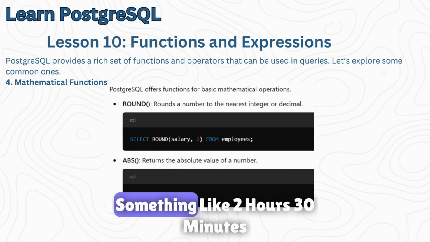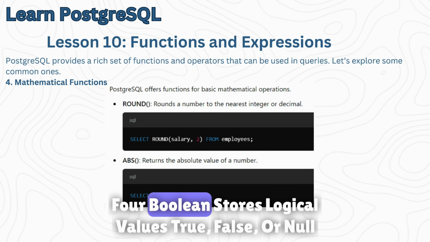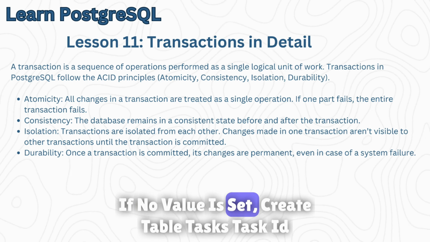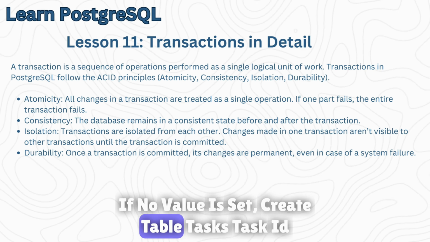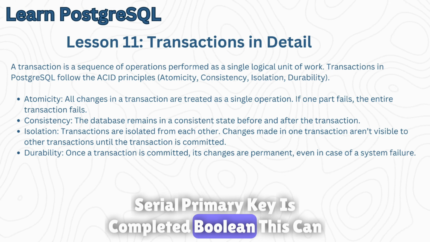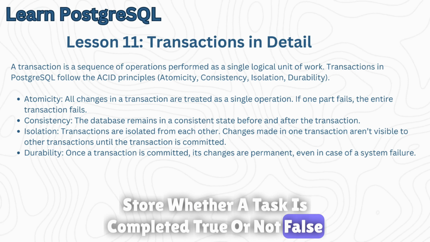This could represent something like 2 hours 30 minutes. 4. Boolean type stores logical values: true, false, or null if no value is set. Example: CREATE TABLE tasks (task_id SERIAL PRIMARY KEY, is_completed BOOLEAN). This can store whether a task is completed (true) or not (false).